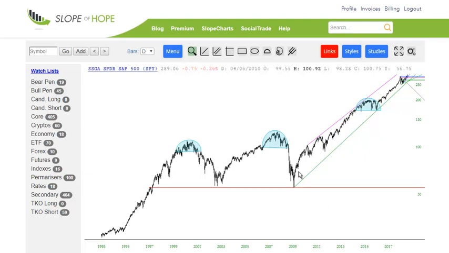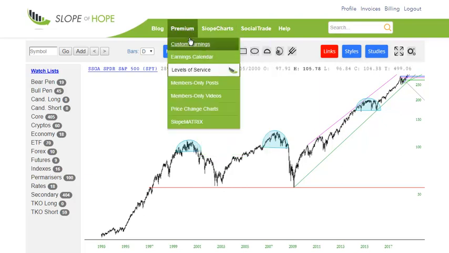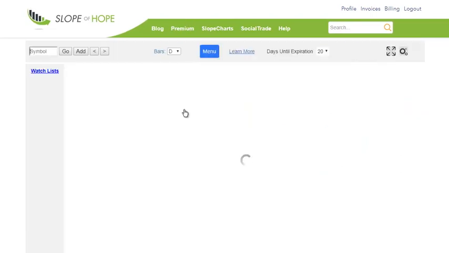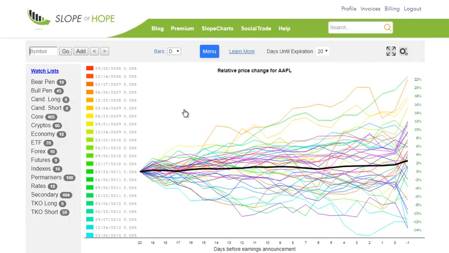One final feature in Diamond right now is the price-based charts. This is very good for options traders. We go over here to price change charts, and this does something interesting with respect to earnings. It takes all the quarters for a given stock prior to earnings being reported and shows what the stock price did in the 20 days for each and every day up to the earnings announcement and then the day after the announcement. Here, for instance, is Apple.